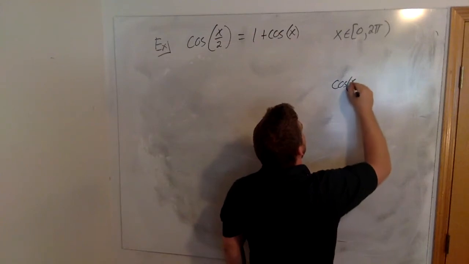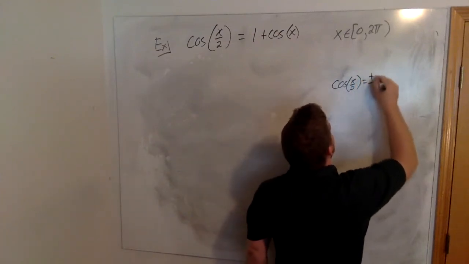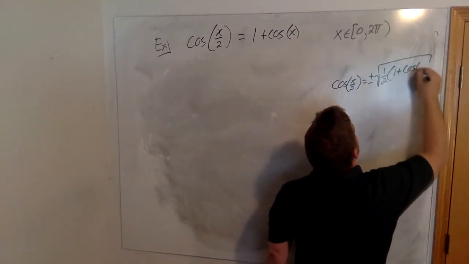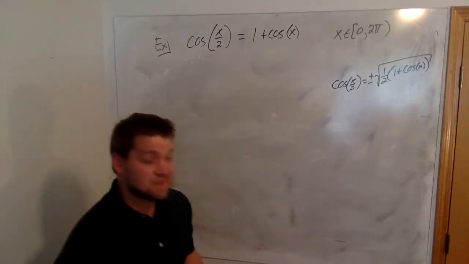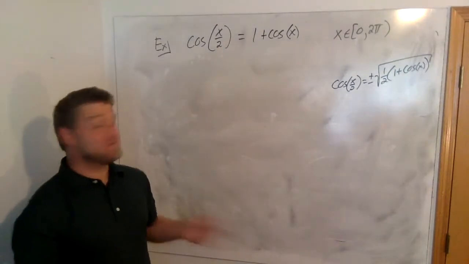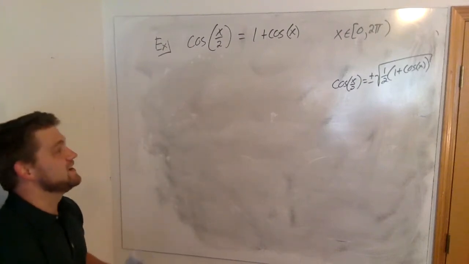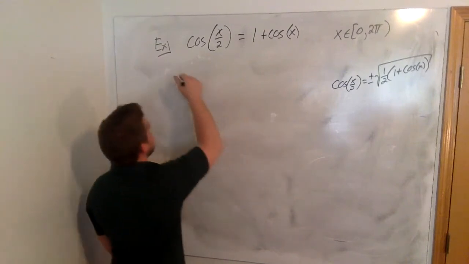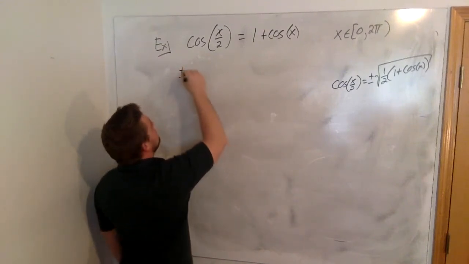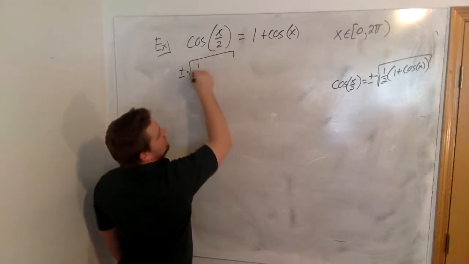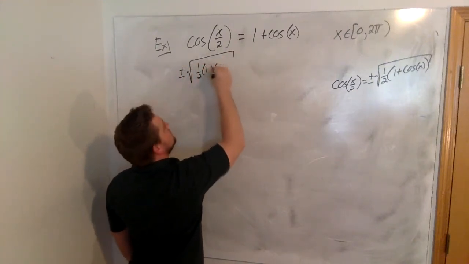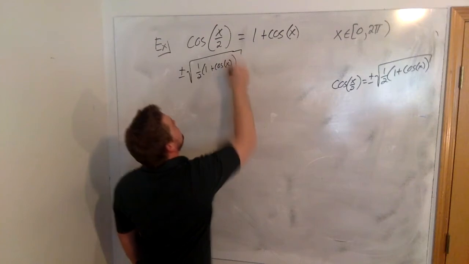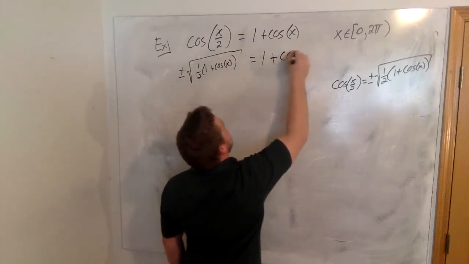So cosine of x over 2 is going to be equal to the plus or minus square root of 1/2 times 1 plus cosine of x. If you forget this formula, we have our trusty textbook. Make sure to just look in the back of the textbook, and you can find this trig identity here. So let's make that substitution. So here we have the plus or minus the square root of 1/2 times 1 plus the cosine of x. That's going to be equal to 1 plus the cosine of x.